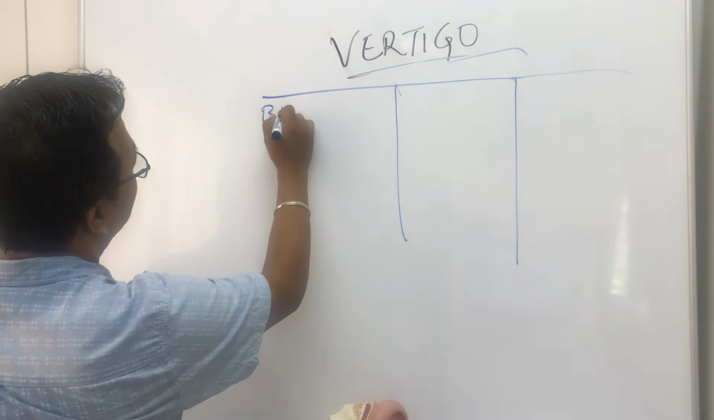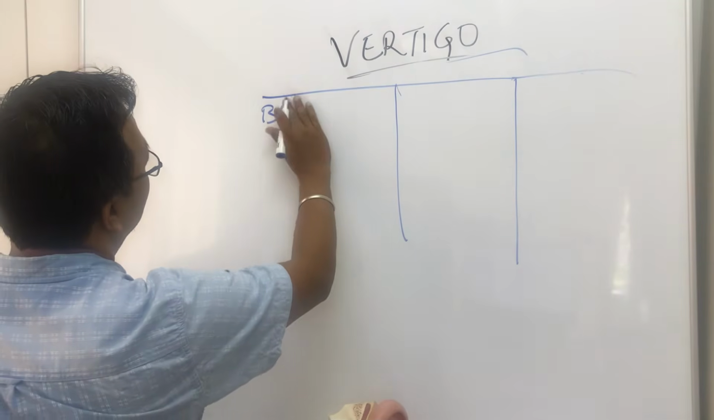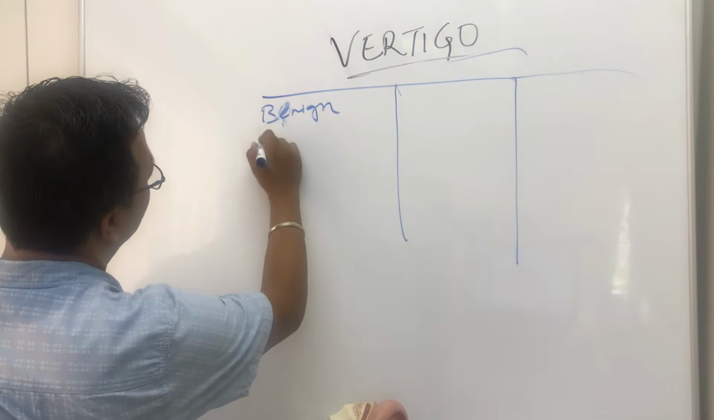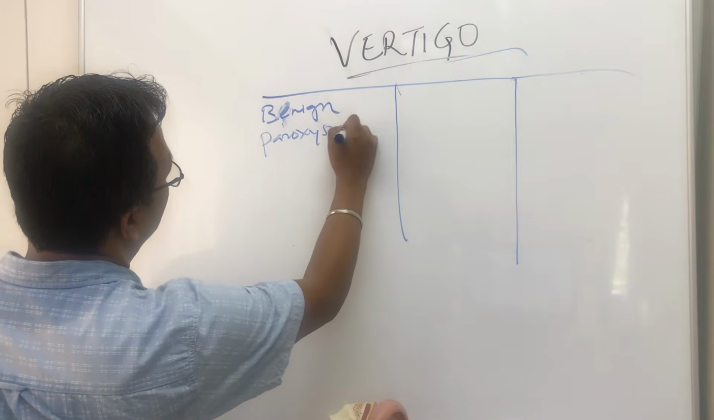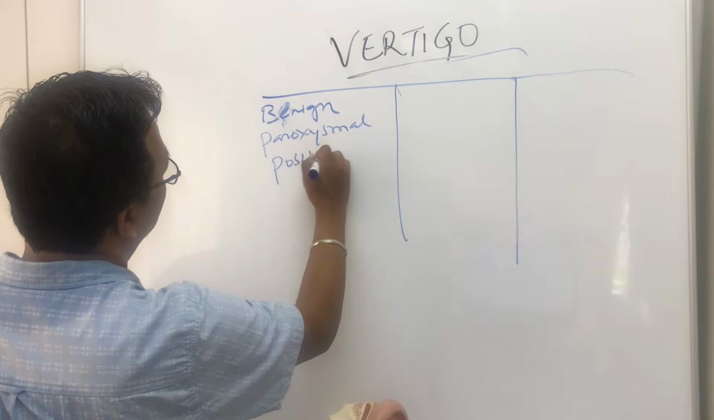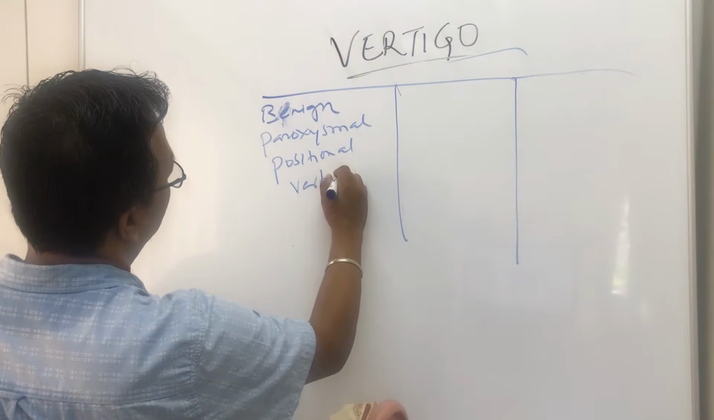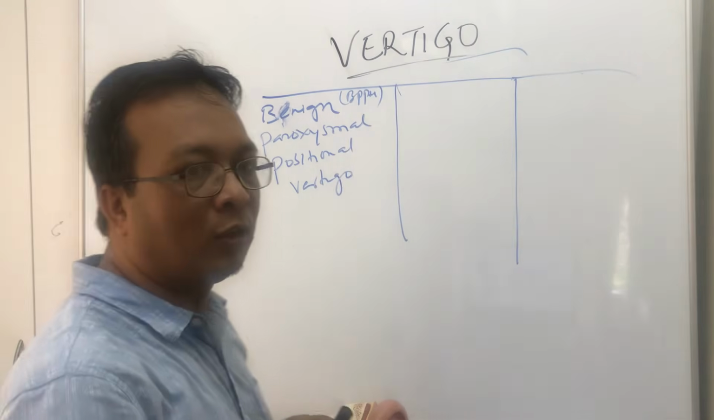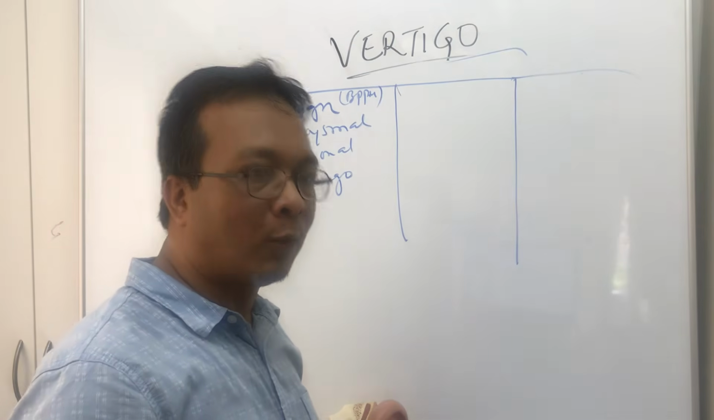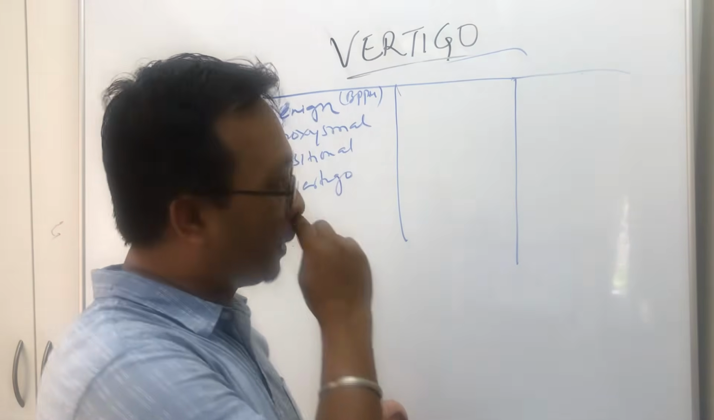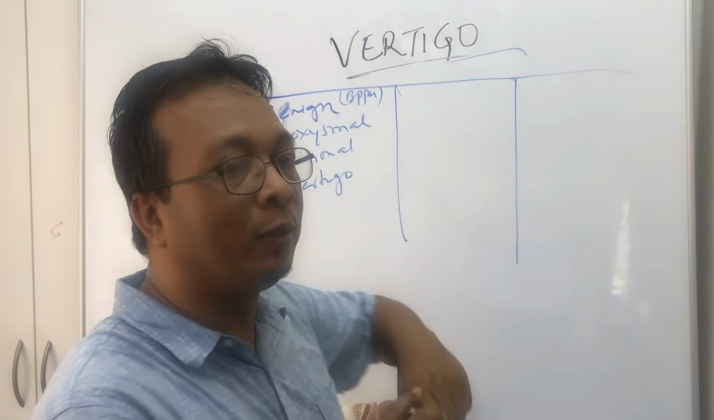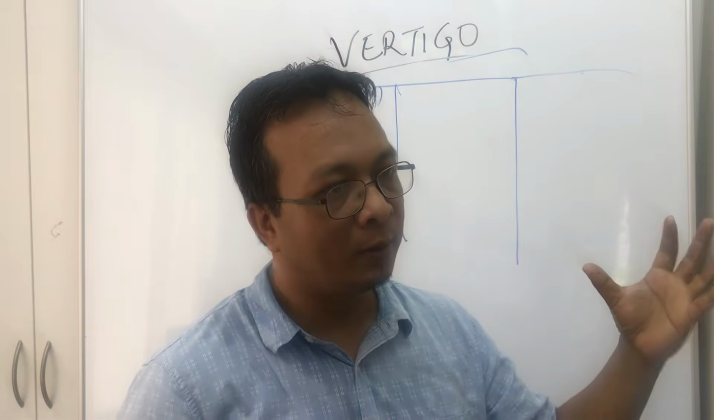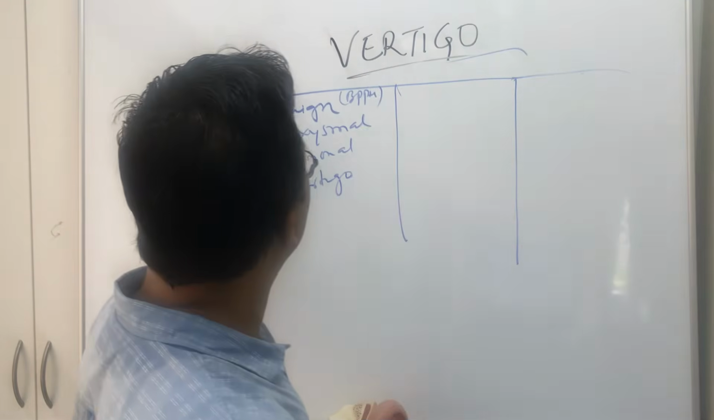It is BPPV, which is called benign paroxysmal positional vertigo, and this is the most common vertigo. When you get a patient, you always have to go from more common to less common. We will think in that way. So it is the most common.